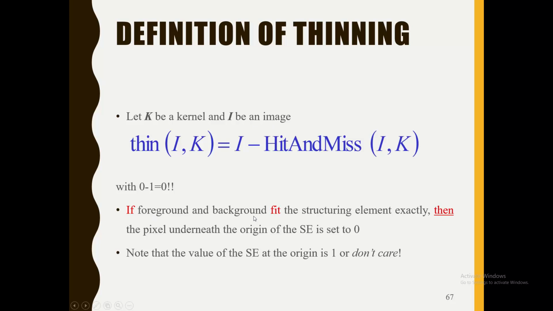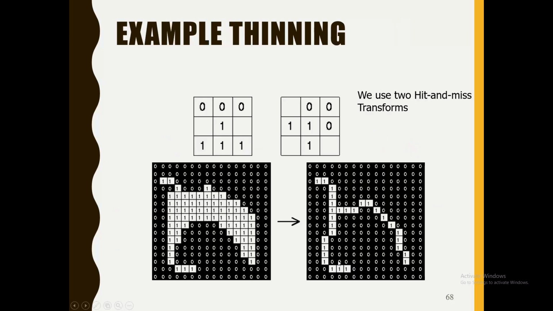If foreground and background fit the structuring element exactly, then the pixel underneath the origin of the structuring element is set to 0. Else not. Note that the value of the structuring element at the origin is 1 or don't care. So for example, this is a structuring element. First we have to perform a hit or miss transform, and then we have to subtract it from this one. And finally we are going to get a 1 pixel thin line.